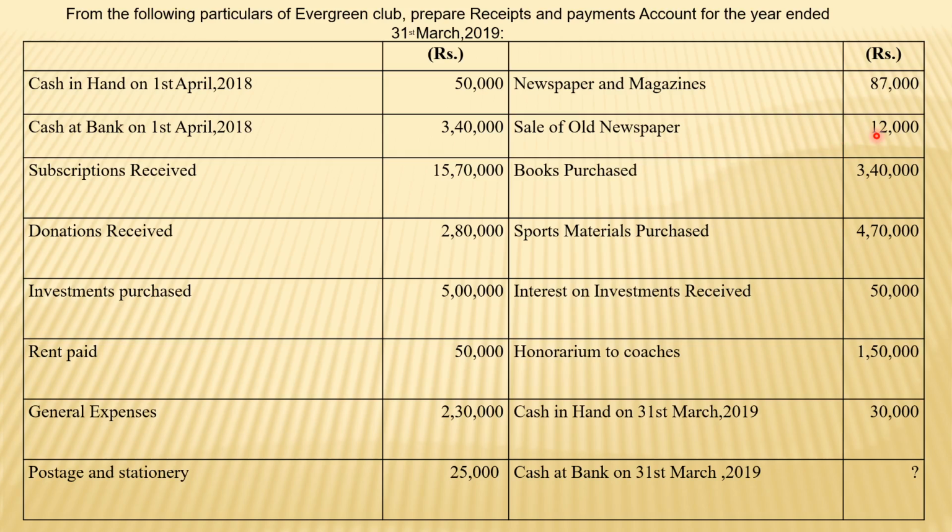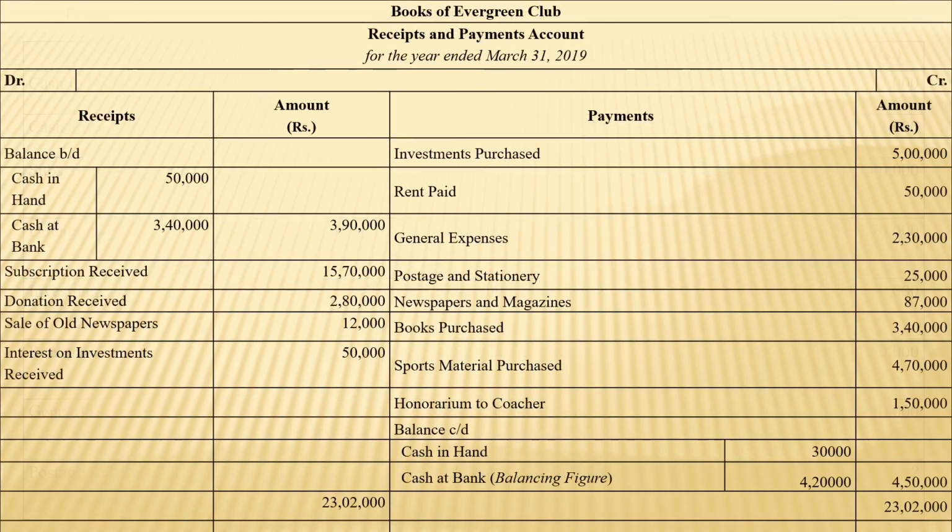Sale of old newspaper, receipt side. Purchase of books, payment side. Sports material purchase, payment side. Interest on investment received is a revenue, so it will come on the receipt side. Honorarium, payment side. Cash in hand and cash at bank is the closing balance carried down. So that is how the recording is made here. Subscription received 15,70,000. Donation received. Sale of newspaper. Interest on investment.